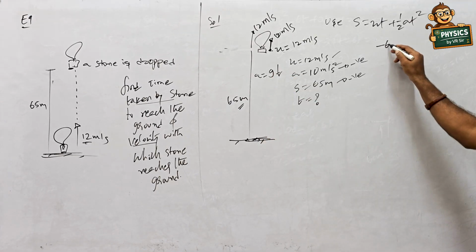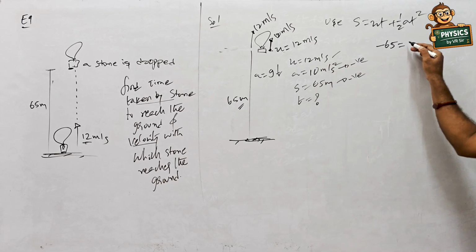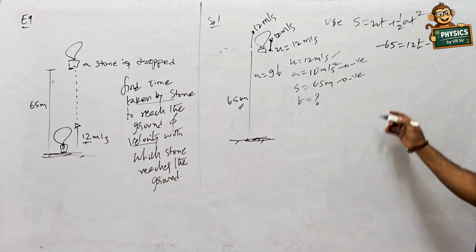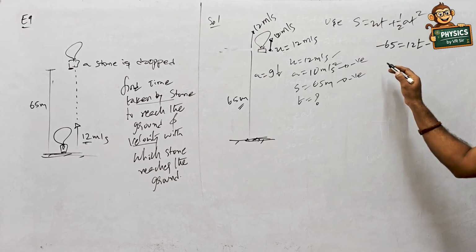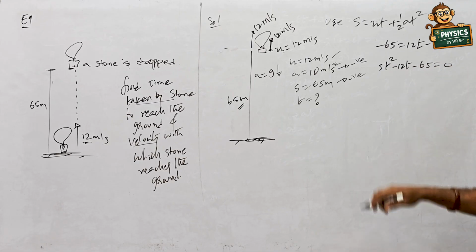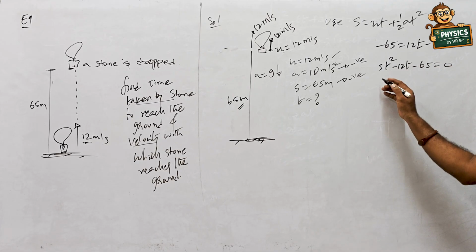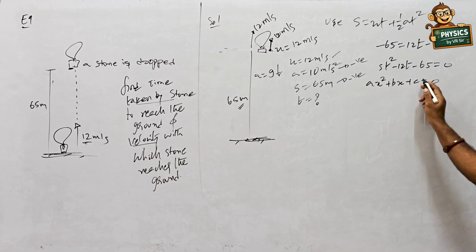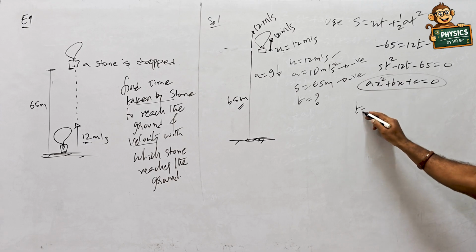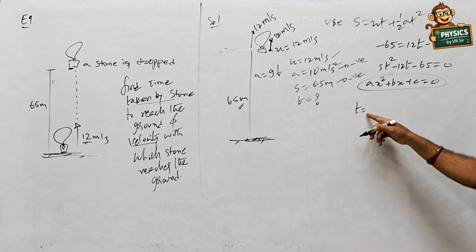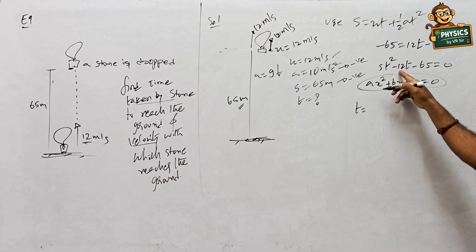Now let's take minus 65 equals 12t minus 5t square. What is a? It is acceleration due to gravity, 10 only, so 10 by 2 is 5. Now bring these two terms to the left hand side: 5t square minus 12t minus 65 equals 0. Now this is a quadratic equation, of the form ax square plus bx plus c equals 0. To solve for the roots, in place of x, t is there, and in place of b, minus 12 is there.